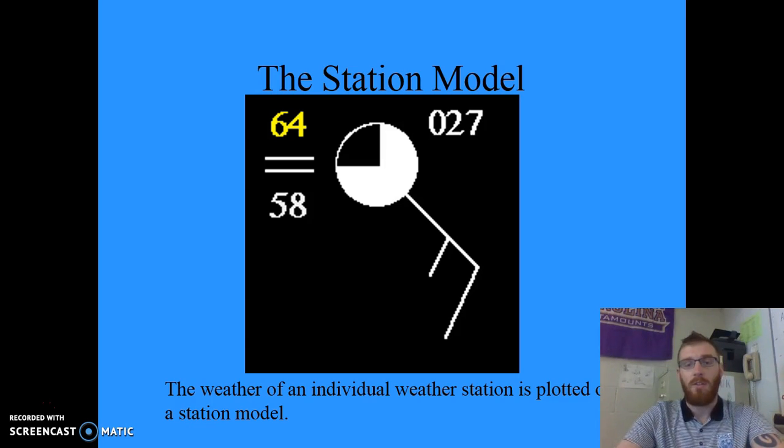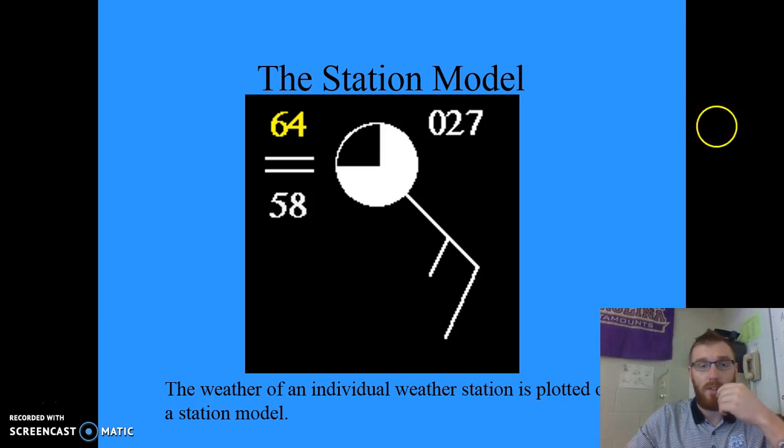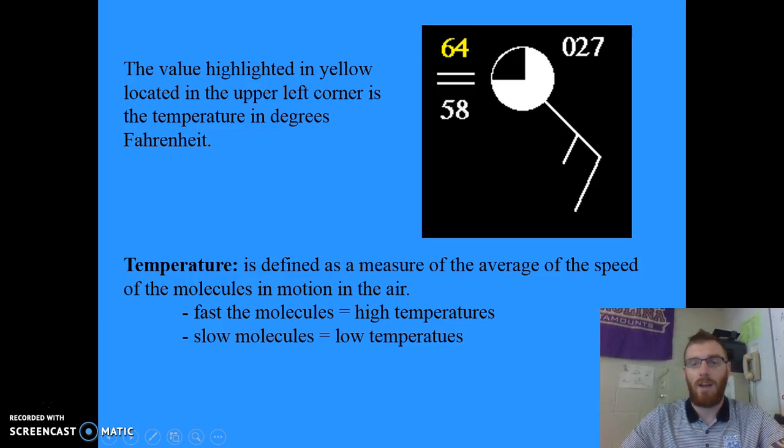So this is an example of the weather station model. And like I said, I'm just going to ask you for a description of these items. So for example, not that this number is 64, but you're just going to tell me that this is the current temperature. All right, so as I just said, the number in the top left corner that's highlighted in yellow is the current temperature outside.